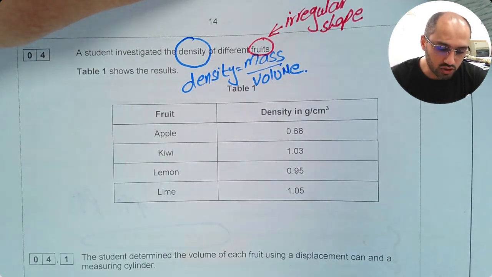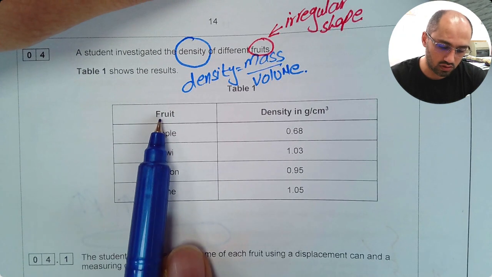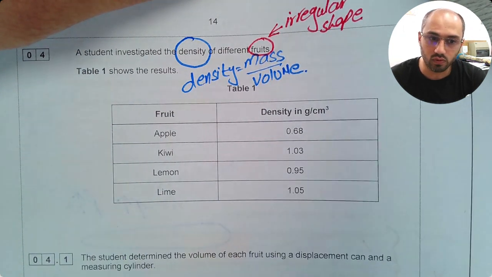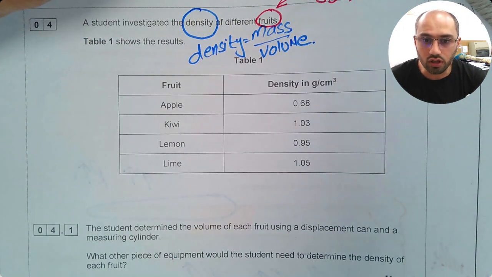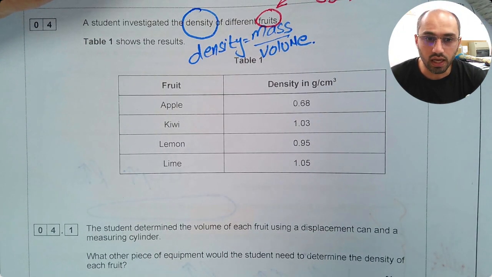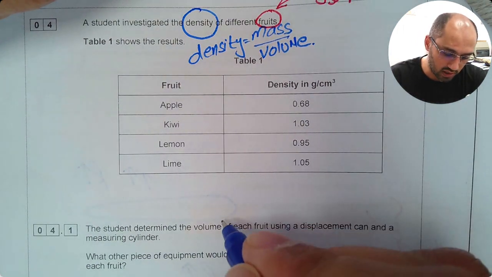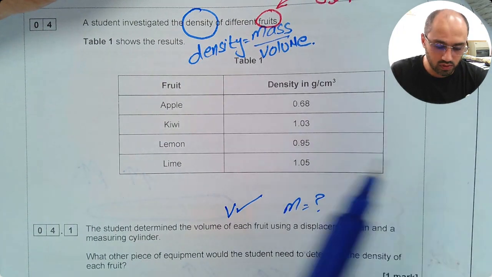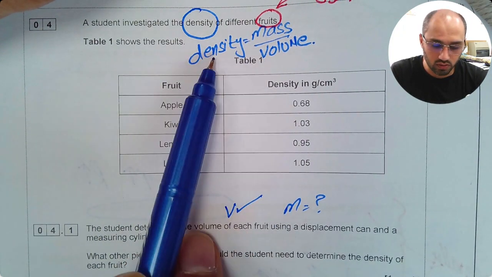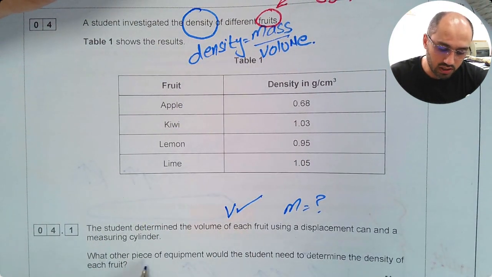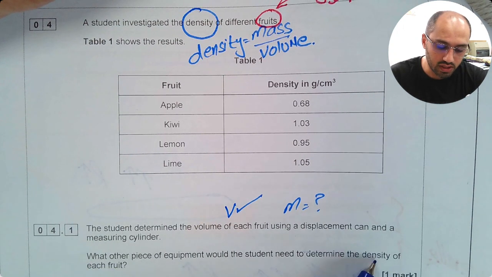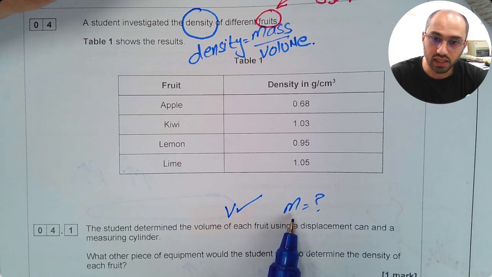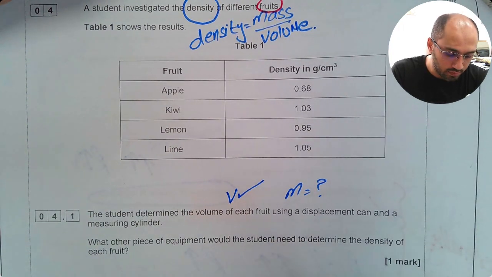Here it says table 1 shows the results. So we've got different types of fruits, apple, kiwi, and so on, and they worked out the density for us. It says the student determined the volume of each fruit using a displacement can and a measuring cylinder. So the volume has been covered. There's mass that is remaining. Once we know the value of mass and volume, we can work out the value of density. Now it says, what other piece of equipment would the student need to determine the density of each fruit? To determine the density, we've already identified mass needs to be worked out. So I'm going to say balance.